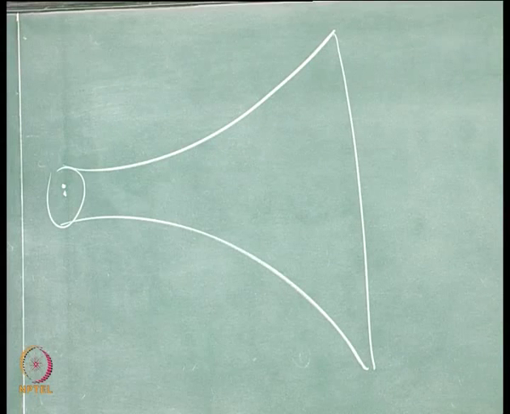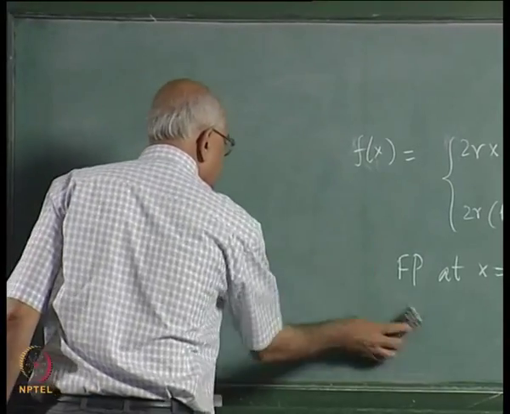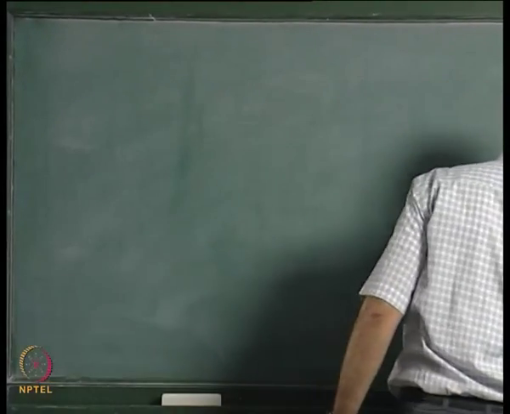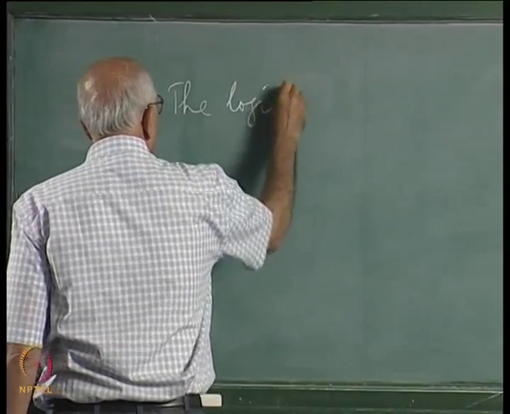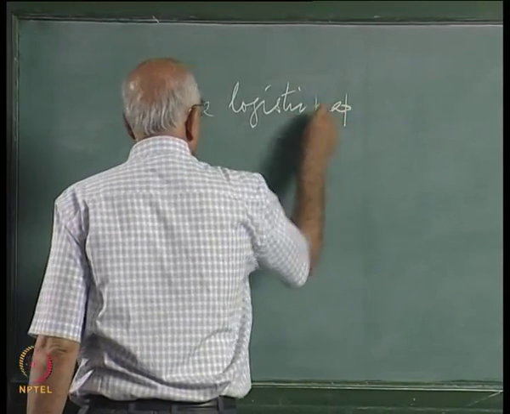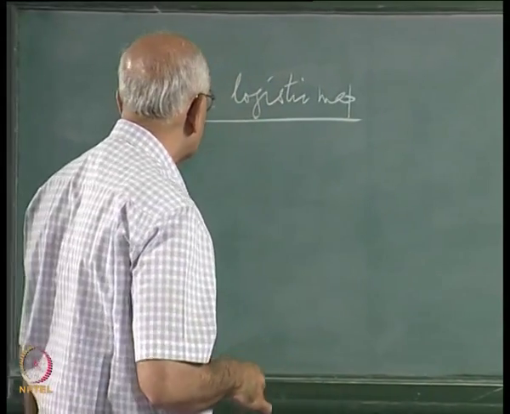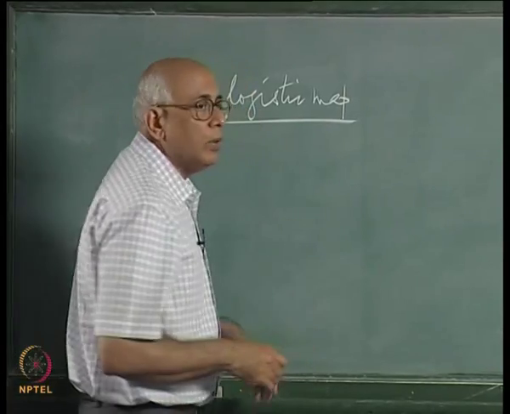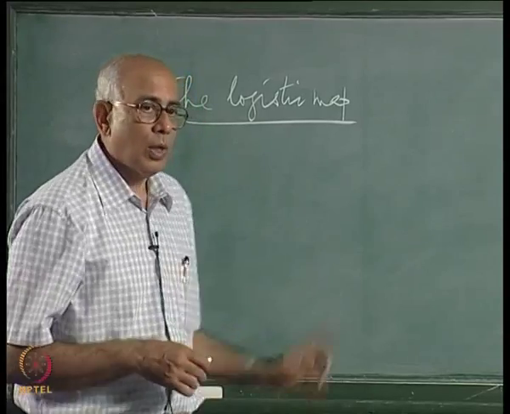Okay. So now the next thing I want to do is take another prototypical map where things become a little more complicated, and this has to do with the logistic map. This was one of the first maps, in fact perhaps the first map, where many of these features were elucidated to start with. It is a very simple looking map, but at the same time it can become very intricate indeed. Let me show you what happens here.